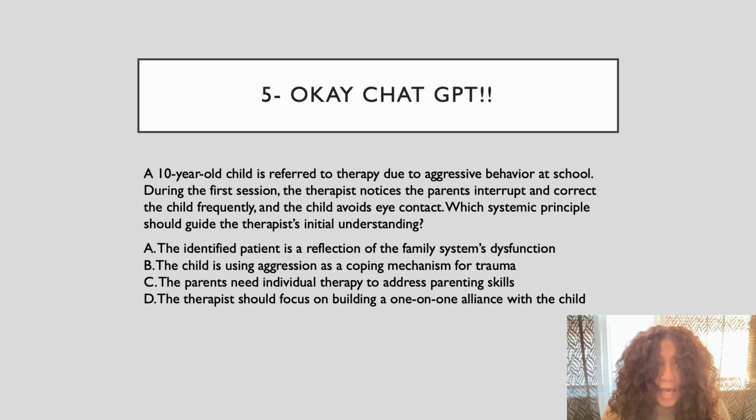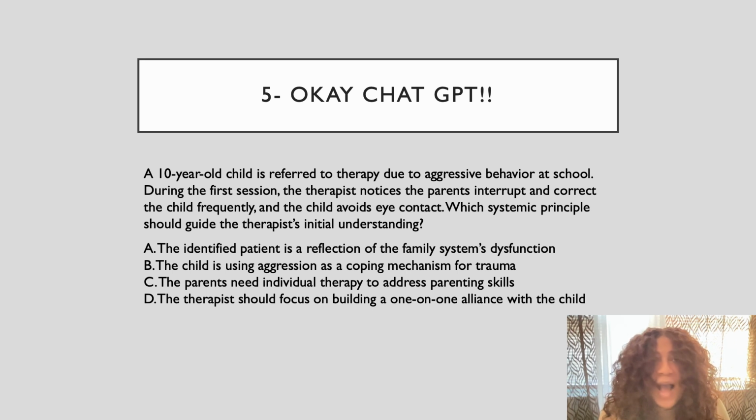Let's go back to A. The identified patient is a reflection of the family system's dysfunction, and you can tell who the identified patient is. The identified patient is the 10-year-old, because if you take a look at it, the parents are controlling. They interrupt her when she's talking. They correct her. Does she have anything that she wants to say, anything that she believes is true? And now her reaction to how her parents are treating her is that she avoids eye contact.